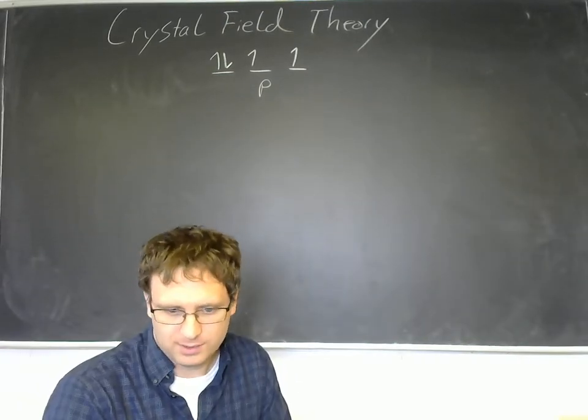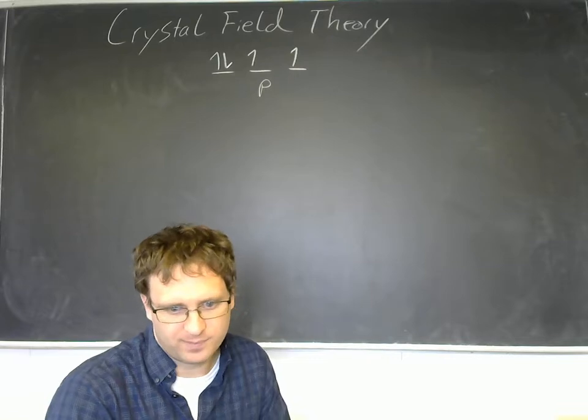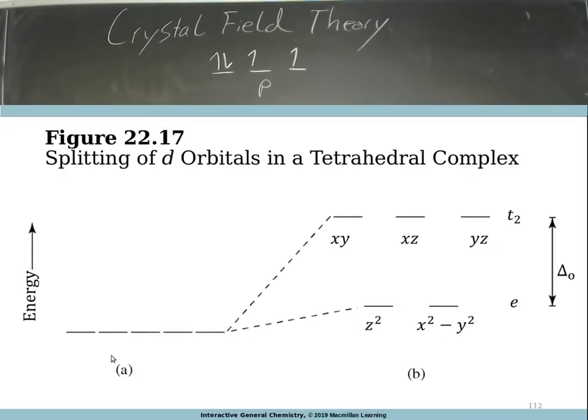So that means that the splitting of d orbitals in a tetrahedral complex will be kind of the reverse. You'll have 3 orbitals in the higher energy and 2 orbitals in the lower energy. So that's going to change exactly how the electrons are going to be distributed in high spin versus low spin complexes.